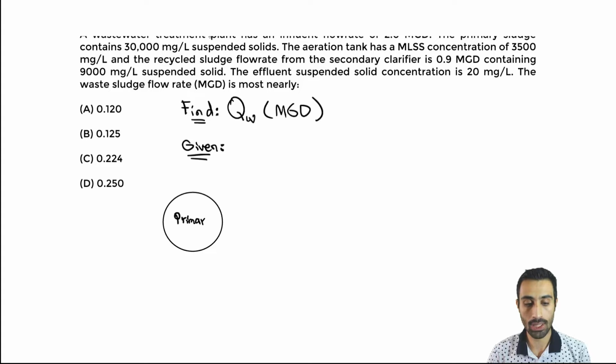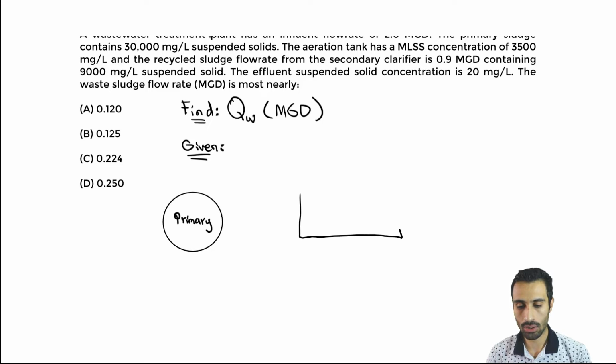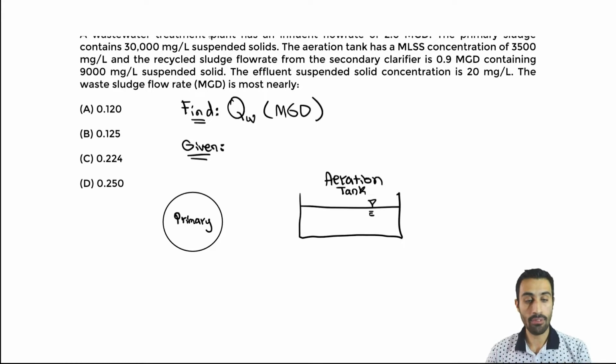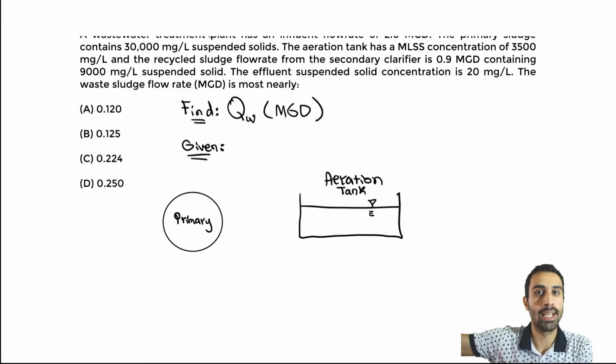Primary, and you can think of it as the primary sedimentation basin. So what comes after primary? The aeration tank. So we'll put the aeration tank right after that, and I can denote it like this. We know this is going to be my aeration tank, and this will always have a volume as well. So aeration tank.